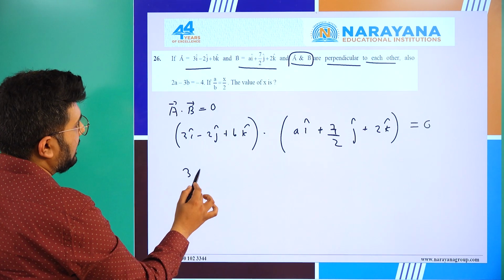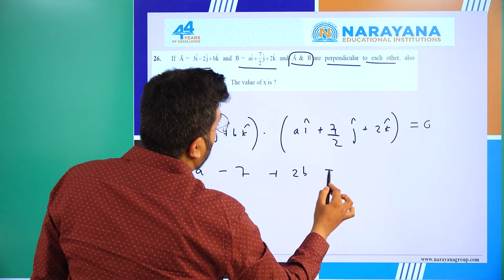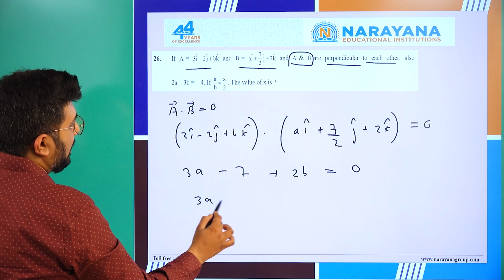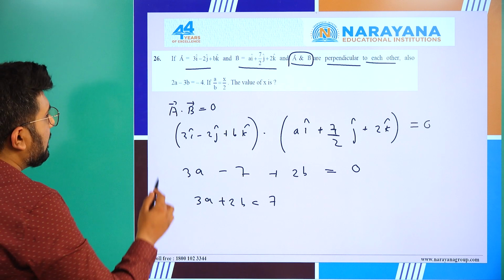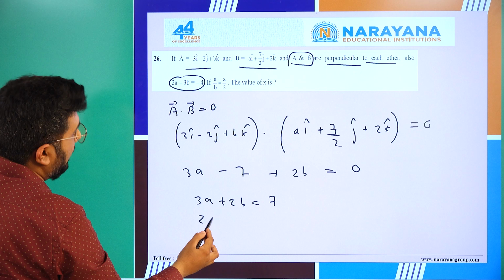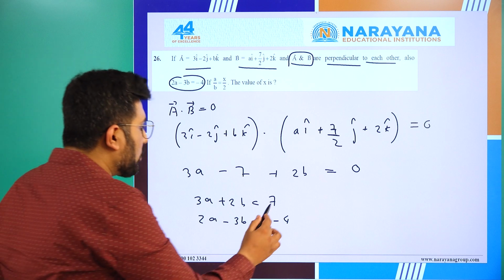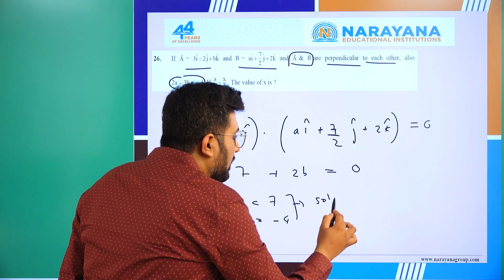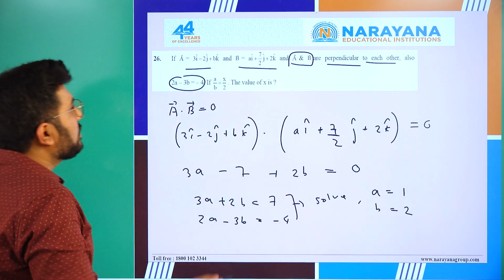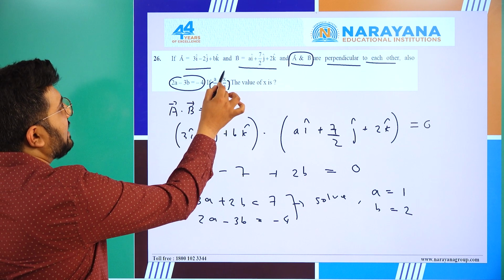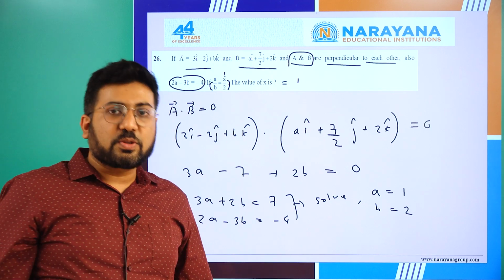When I solve it, I get 3a minus 7 plus 2b equals 0, or 3a plus 2b equals 7. They have also given that 2a minus 3b equals minus 4. When I solve these two equations, I get a equal to 1 and b equal to 2. So what is a by b? It is x by 2, that means x has to be 1. Thank you all of you.